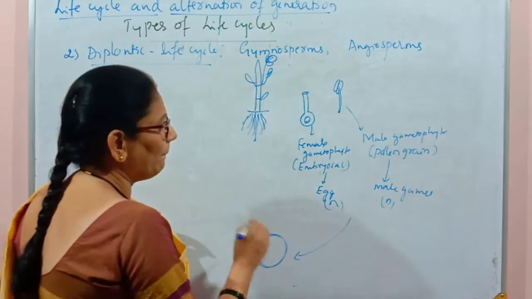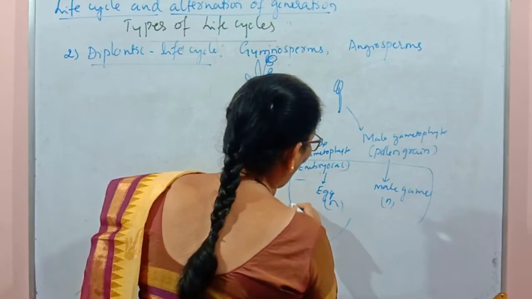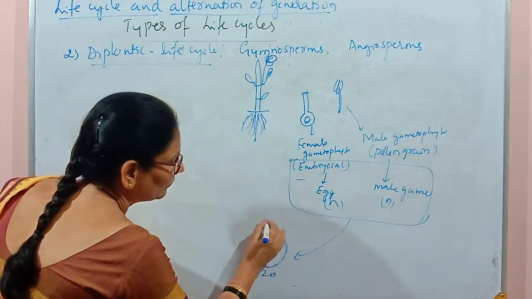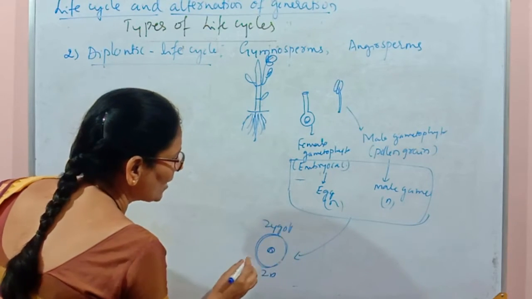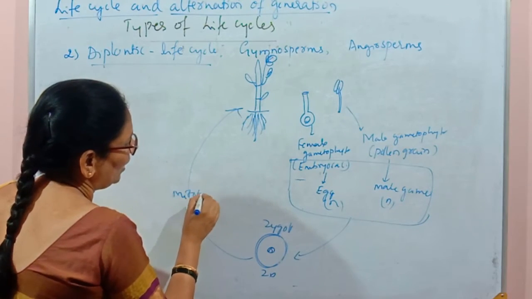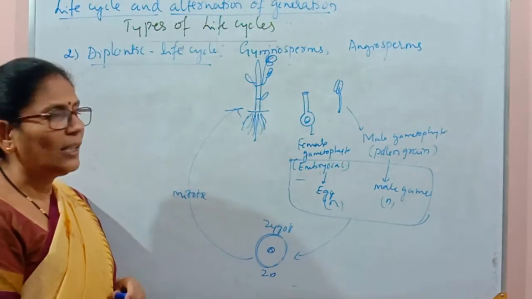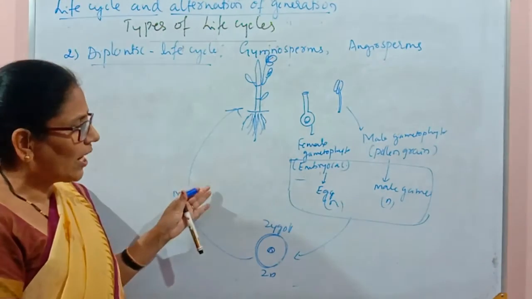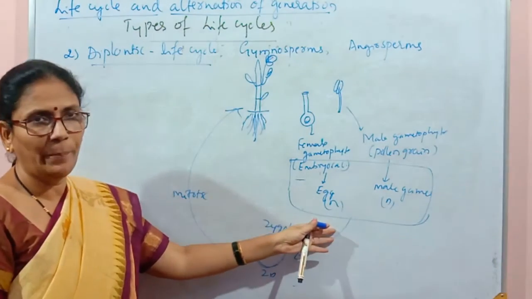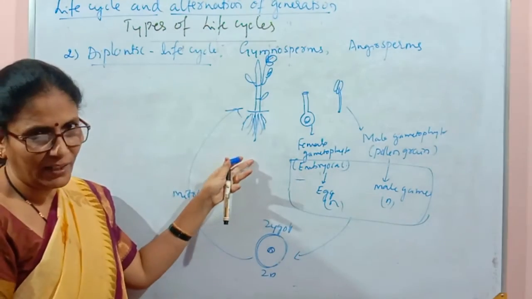So this is the only period which is in the haploid stage. The zygote which is formed is diploid, and this zygote undergoes repeated mitotic division, and one more time it forms the sporophyte. So this is the life cycle which has a longer diploid period and a shorter haploid period. Hence this life cycle is called the diplontic life cycle.